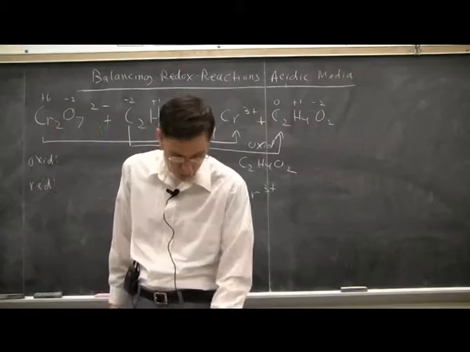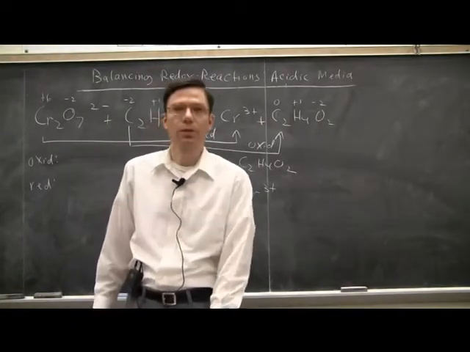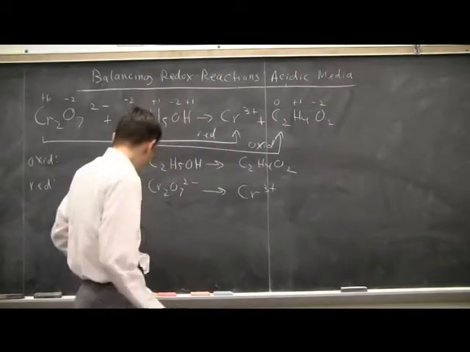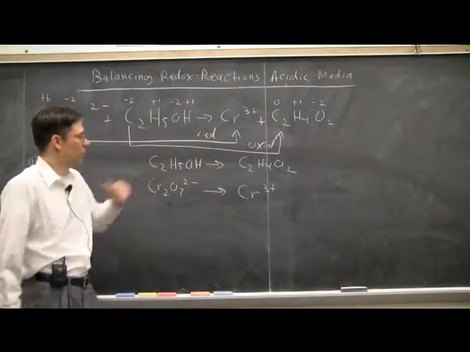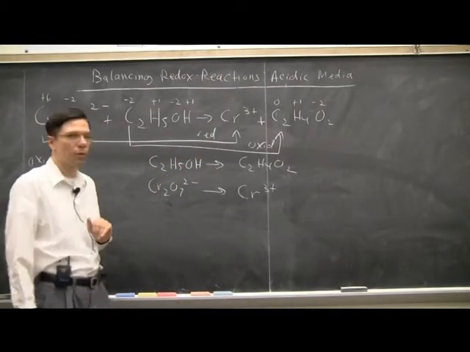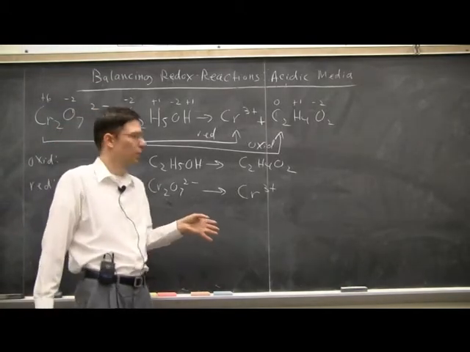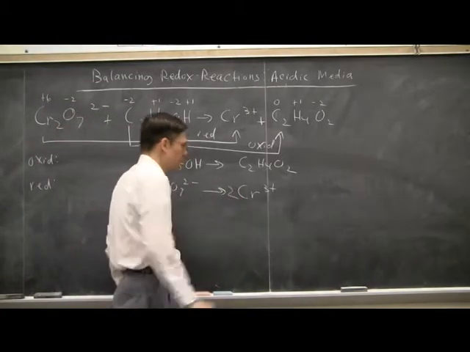Okay, step 4 rather, to balance all elements except hydrogen and oxygen. So I'm going to use this chalk right here to do that. The carbons are already set, so we're safe. With the chromiums, there's 2 chromiums here. There's only 1 here, so we'll put a 2 there.